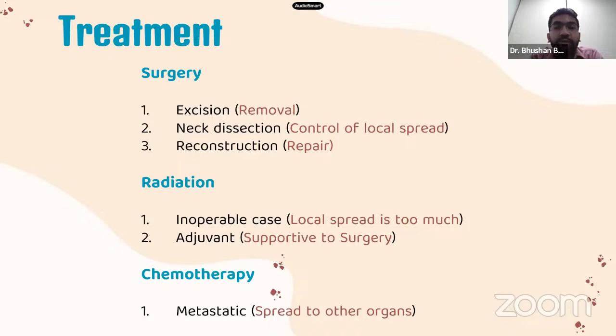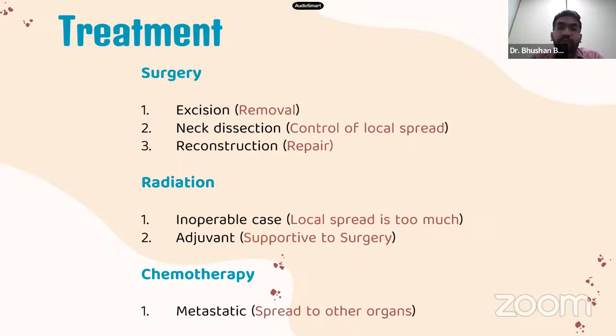So there are 3 types of treatment for any cancer in the body. One is surgery, that is operation. One is radiation, that is some kind of X-rays are used to burn the cancer. And the third is chemotherapy, that is some kind of injections or medicines given through blood vessels to kill the cancer cells throughout the body. So these 3 treatment options are available for any cancer in the body.